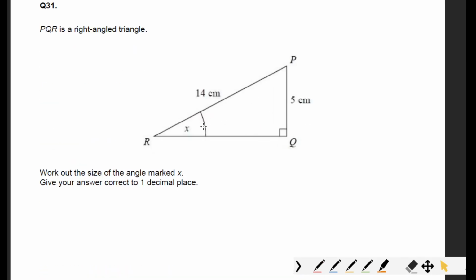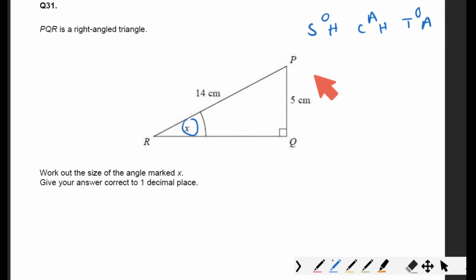Right, yet again another right angle triangle with angles involved. Right angle triangle, angles involved. It's got to be SOHCAHTOA. Right, SOHCAHTOA again. Didn't take more than 5 seconds. Work out the value of X, the angle.